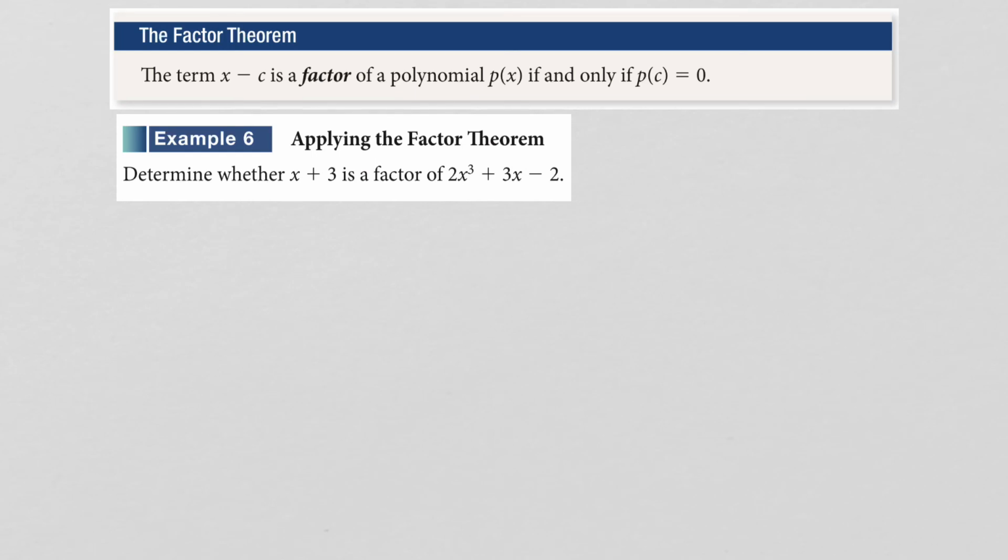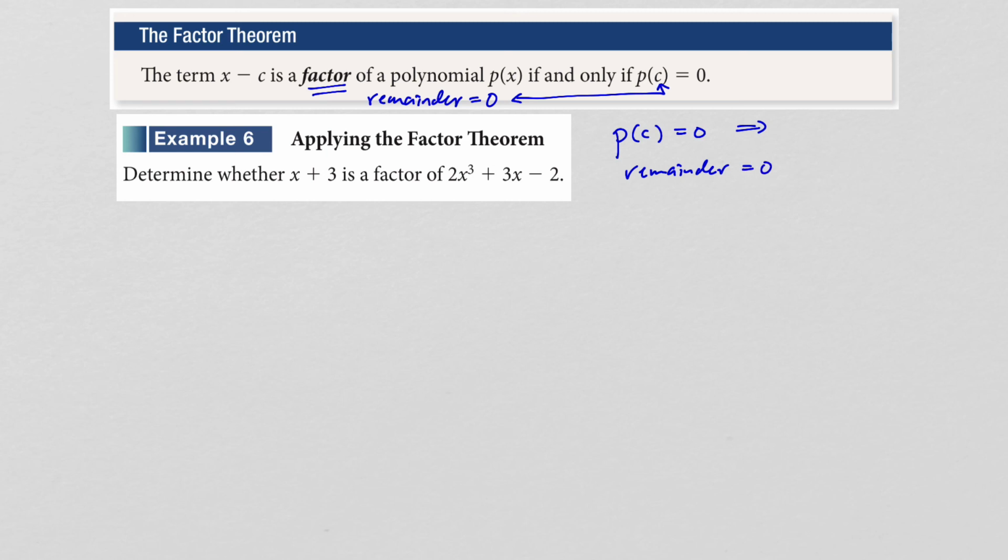The final theorem for this section is the factor theorem, and it simply says the term x minus c is a factor of the polynomial p of x if and only if p of c is equal to 0. This should make sense because we already know that a polynomial is a factor only when the remainder is equal to 0. And the remainder theorem tells us that the remainder is the same as P of c. So if P of c is equal to 0, this means the remainder is 0. Right? And if the remainder is 0, it means you have a factor.